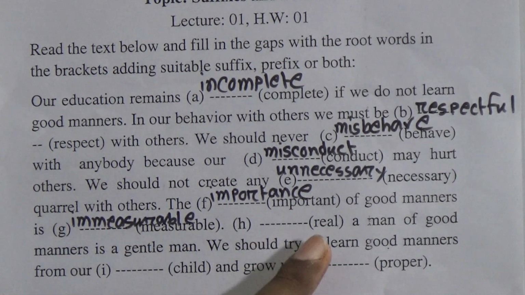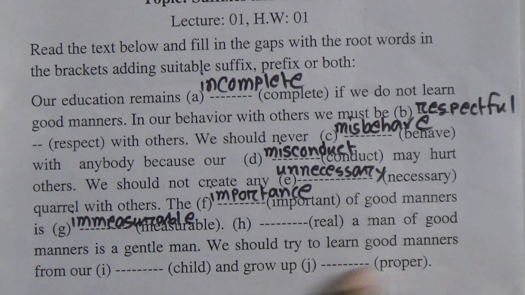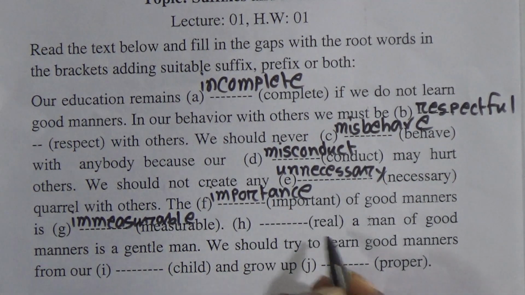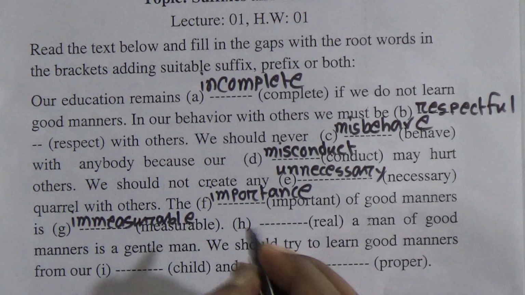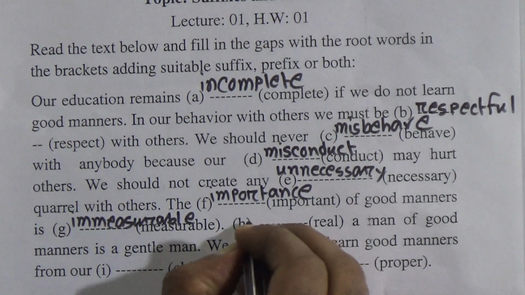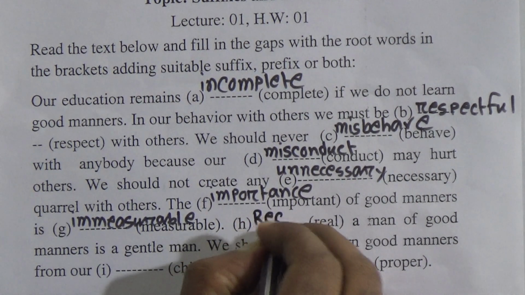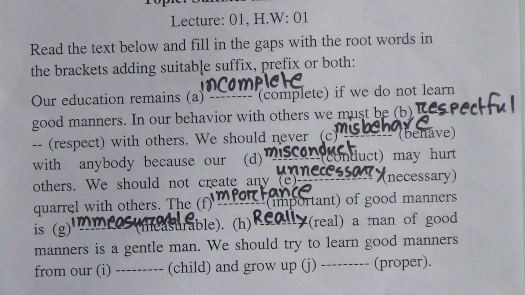Next, real is given in bracket: a man of good manners is a gentleman. So look at this one, real is given. Here we will use an adverb. What is the adverb of real? It is not reality, it is really, adverb, R-E-A-L-L-Y. Really, a man of good manners is a gentleman.